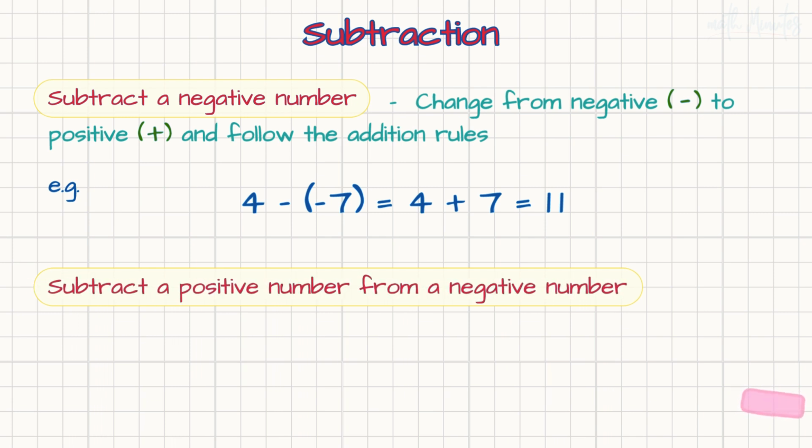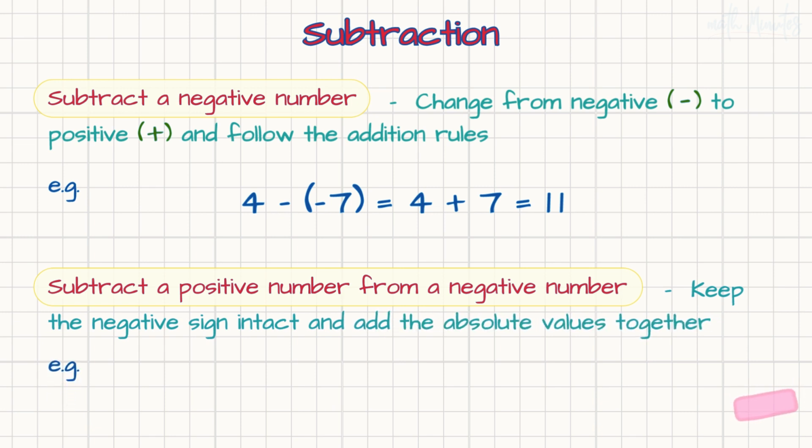2. Subtracting a positive number from a negative number is similar to addition. Just remember to keep the negative sign intact and follow the addition rules. Minus 3 minus 2 equals minus 5. In this case, we add the absolute values 3 and 2 and keep the negative sign in the front.